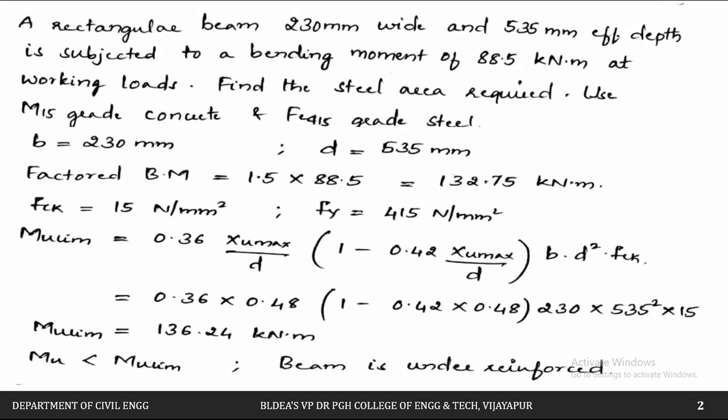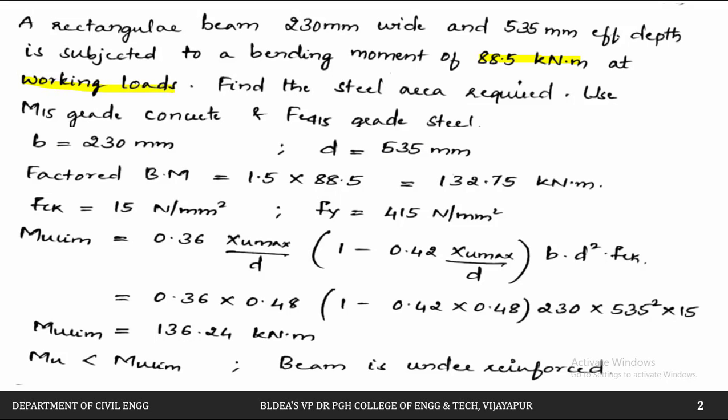So the width of the section is 230 mm. Effective depth, small d, is 535 mm. Next, they have given working loads. 88.5 kN is the working load.